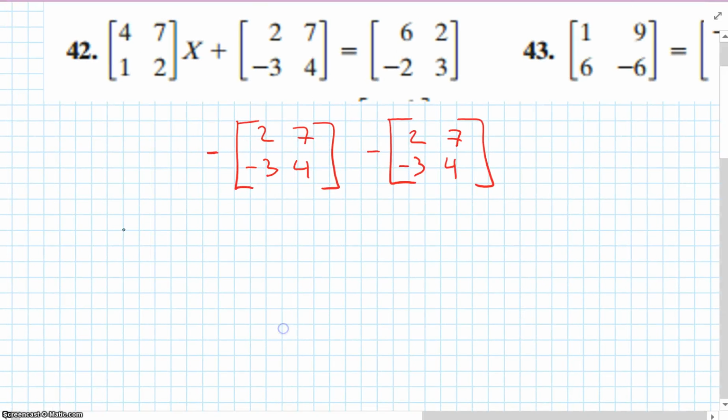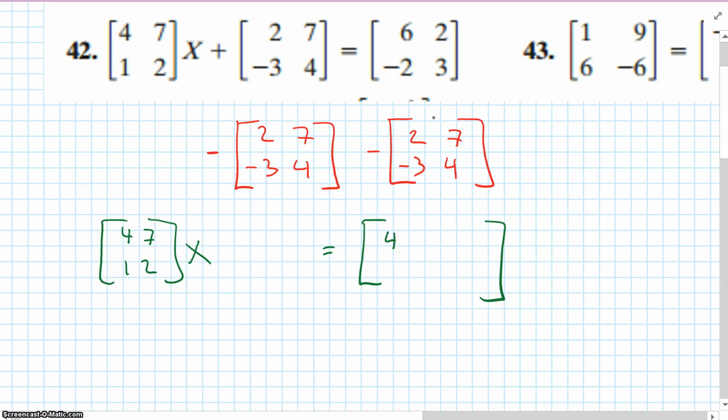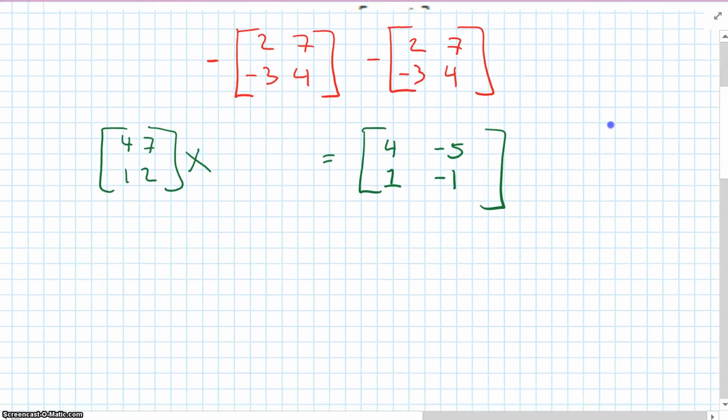So I'm going to get 4, 7, 1, 2 times matrix X is going to equal, so let's just look, 6 minus 2 is 4. 2 minus 7 is negative 5. Negative 2 minus negative 3 would be 1. 3 minus 4 would be negative 1. So there we go. So now we have the equation, looks like AX equals B.